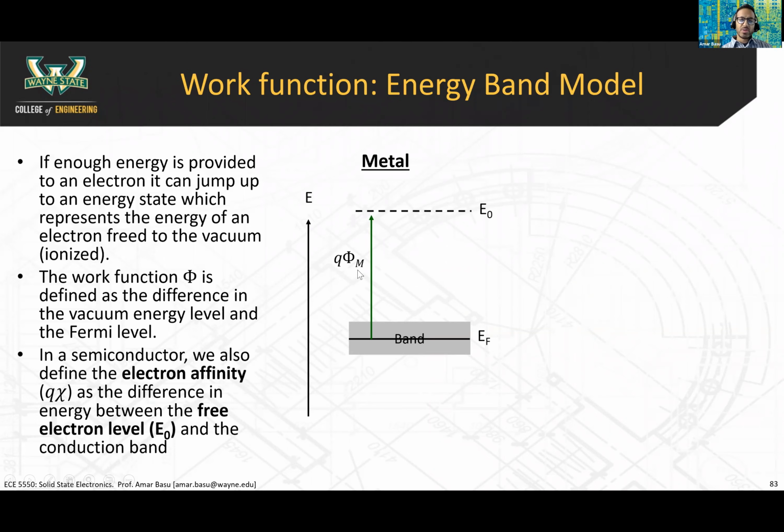This notation, Q times phi m, is a quantity given in volts, and then this Q converts the volts into electron volts. Okay, so in an energy band diagram, this distance is going to be Q times phi m. And then in the real world, if you were to actually have phi m and you're measuring diodes built with metals, this difference in energy corresponds in the real world to a voltage, phi m, represented by the metal work function.